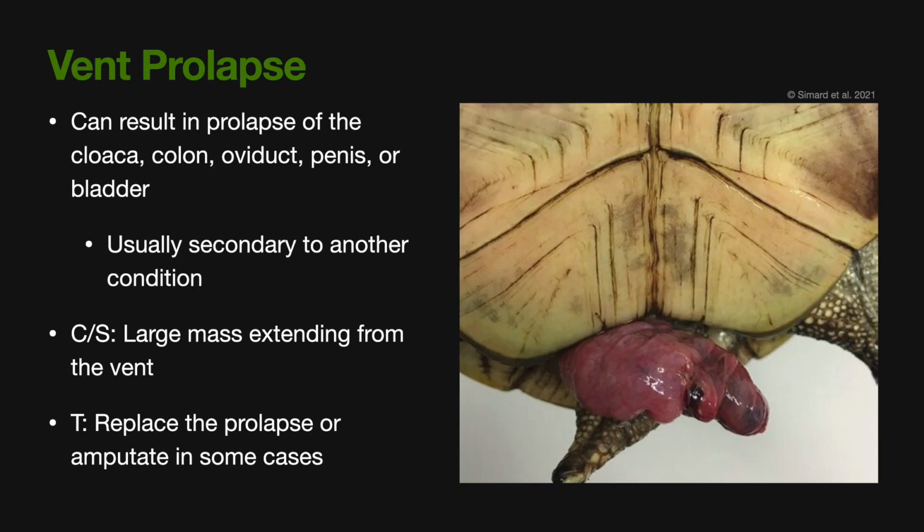Vent prolapse can result in prolapse of the cloaca, colon, oviduct, penis, or bladder. It usually occurs secondary to another condition. In this condition, you will observe a large mass extending from the vent area. Treatment involves replacing the prolapse or amputating the mass in some cases.